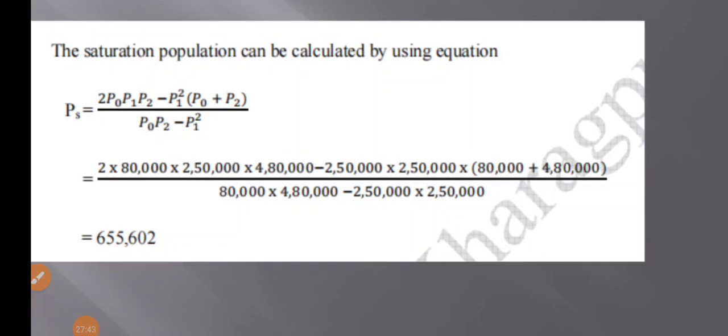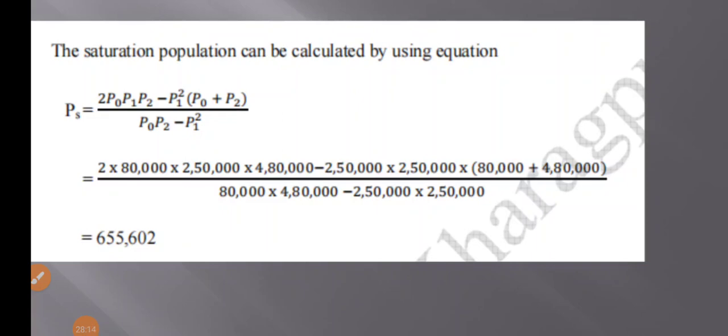So that gives a value, 6,55,602, which is the saturation population. This is how to calculate the saturation population. After that, we have to find out M and N. Those M and N values, together with the Ps value, should be substituted in the next formula, which is the final formula to find the future population.